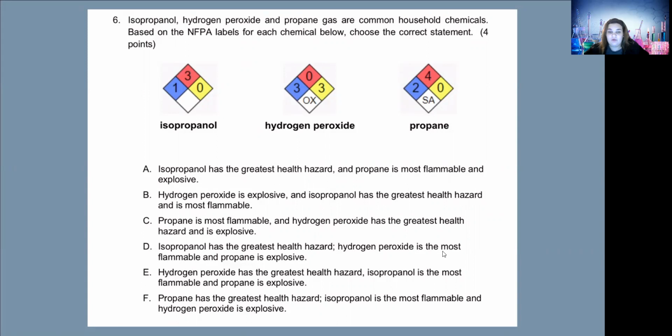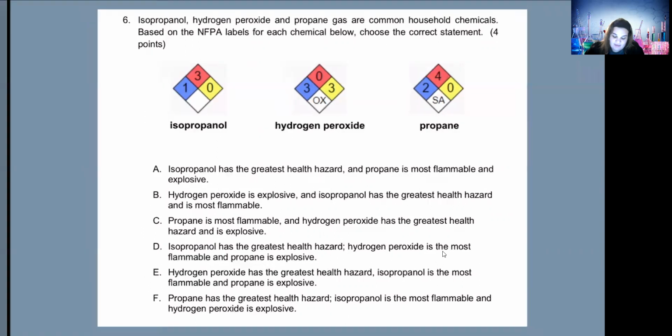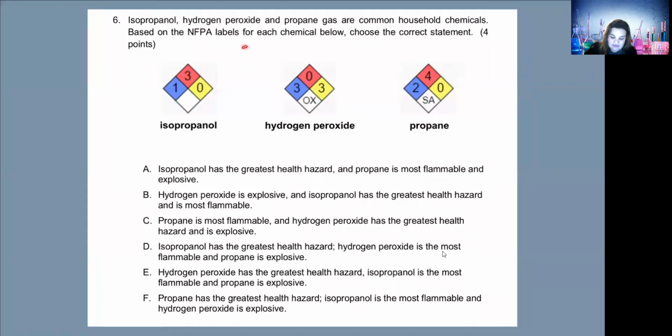All righty. So when we are looking here, we are told isopropanol, hydrogen peroxide, and propane gas are common household chemicals. Based on the labels below, choose the correct statement. So this has a lot going on, right? There's a lot of information to keep track of. So the best way to do this kind of question is digest it piece by piece, okay?